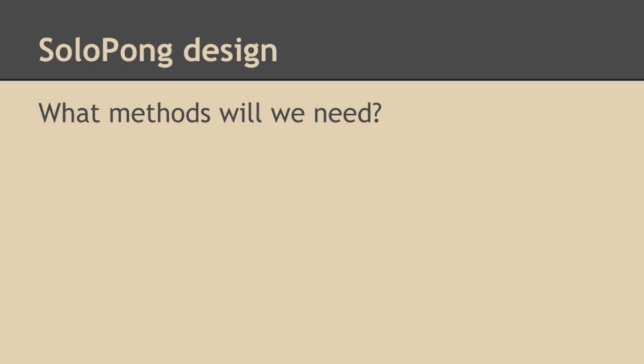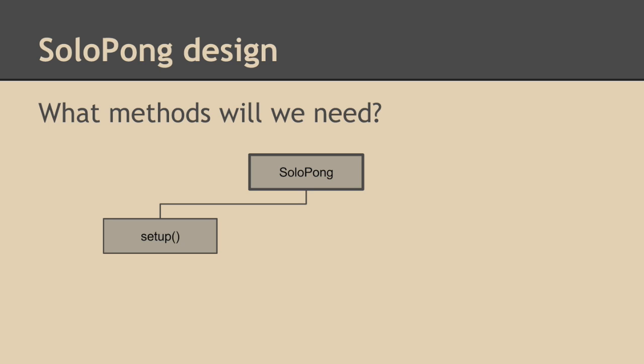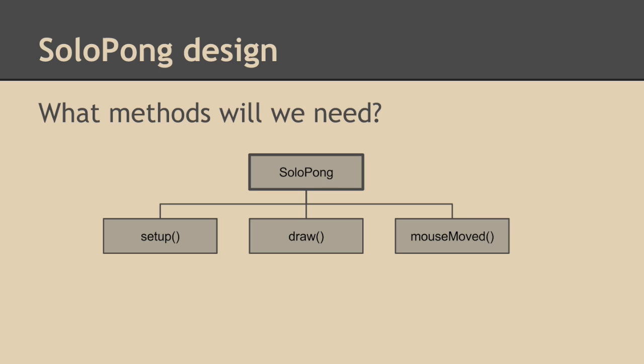So, a good place to start in this situation is to think about what methods we're going to need at a very high level. So if we represent our whole video game, SoloPong, as this box, right now, just based on the knowledge that we know, if you've read the text, you know that we need three methods. The setup method, obviously, to set up and initialize all of our graphics and just to set up the shape of the screen, all that. The draw method, which will display everything that's on the screen. And since the paddle moves with the mouse, we'll need to have a mouse moved method in order to keep track of the paddle.